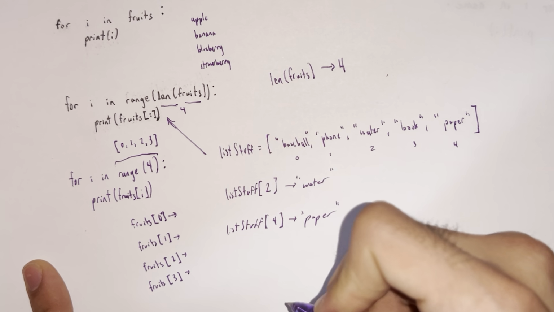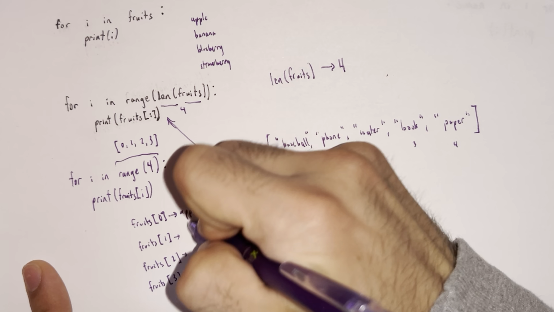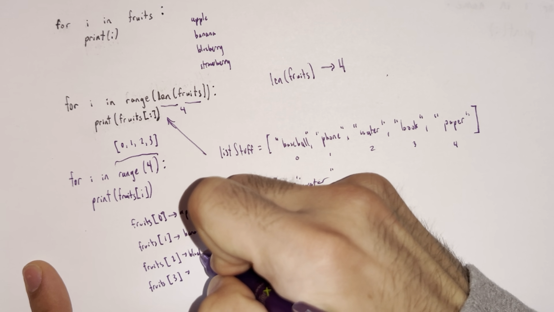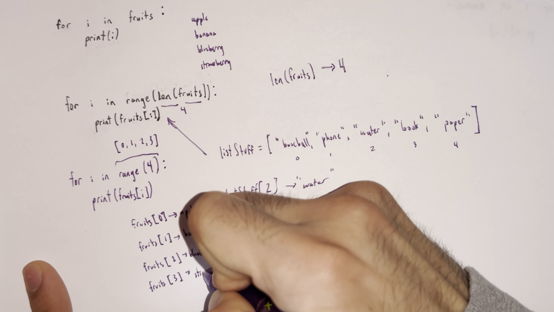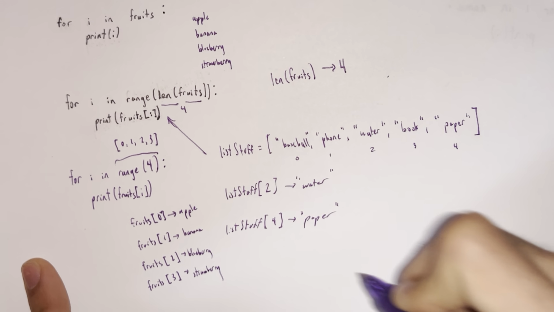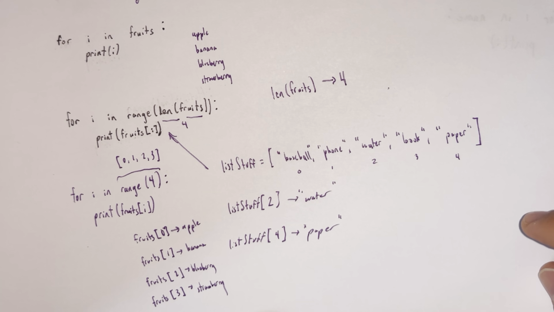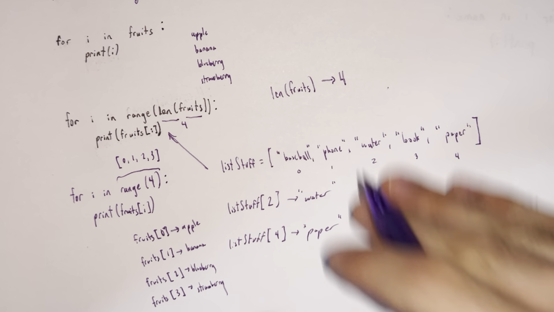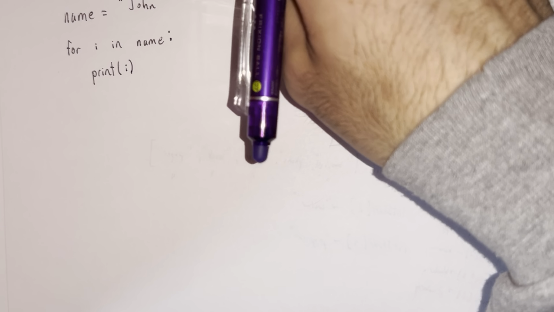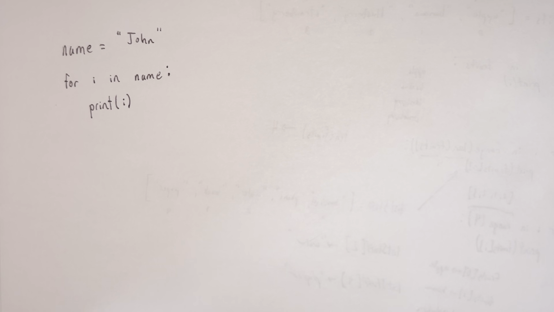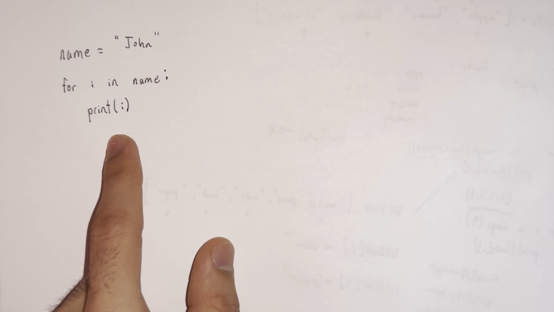So that's how you get apple, banana, blueberry, and strawberry. Boom. So yeah, hopefully this didn't make it too complicated. And we're gonna start off with another clean example before we finish things off. But yeah, this one's pretty straightforward.